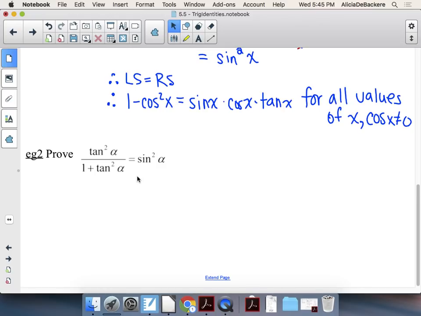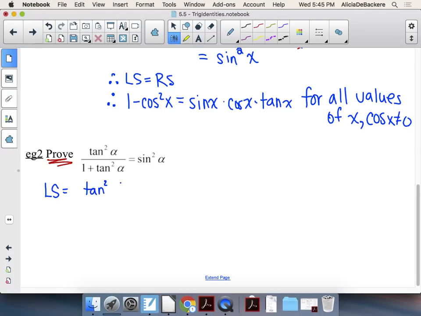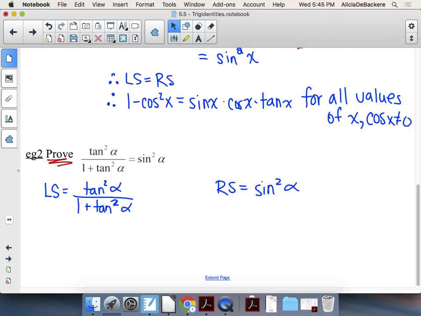We're going to separate. Remember, whenever it says prove, I need to separate the left side from the right-hand side. So the left side is equal to tan squared of alpha over 1 plus tan squared of alpha. And the right-hand side is equal to sine squared of alpha. Remember, this is just like a little puzzle, right? We have to try to change both of the sides or one of the sides so that they match. So we just keep playing around with it until we find something that works.